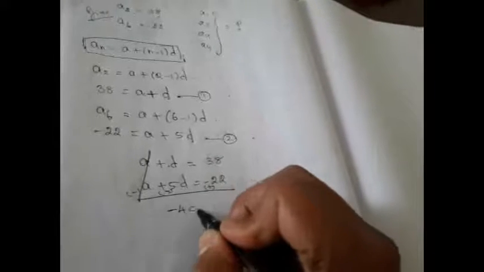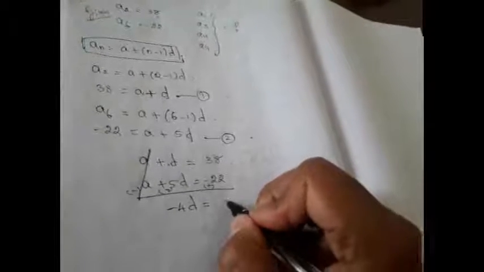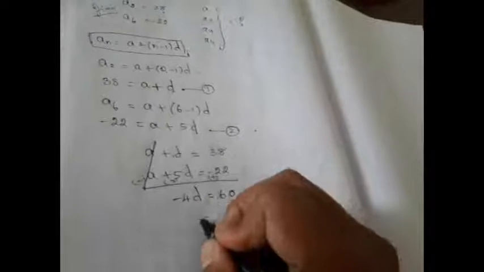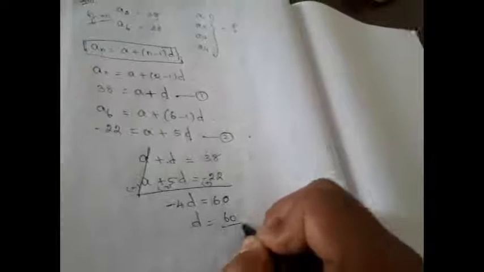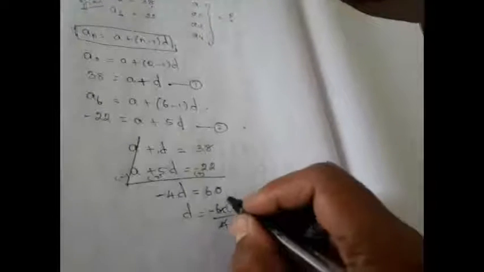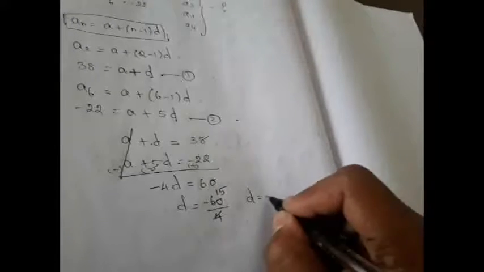So minus 4D, which is equal to, both are plus, so you have to add 10, balance 1, 4, 5, 6. So D equal to 60 divided by 4, minus. How many times? 4 ones are 4, 5, 6. So 4 15s are 60. So D is equal to minus 15. Now we found our common difference.